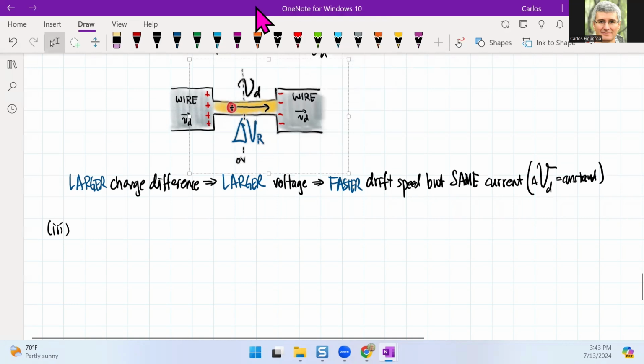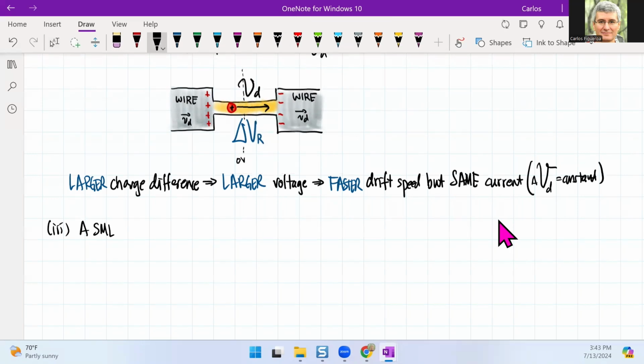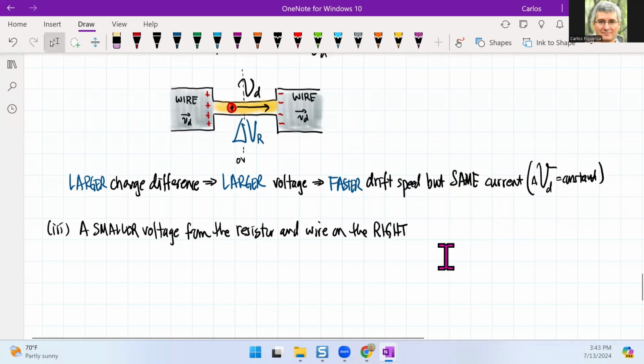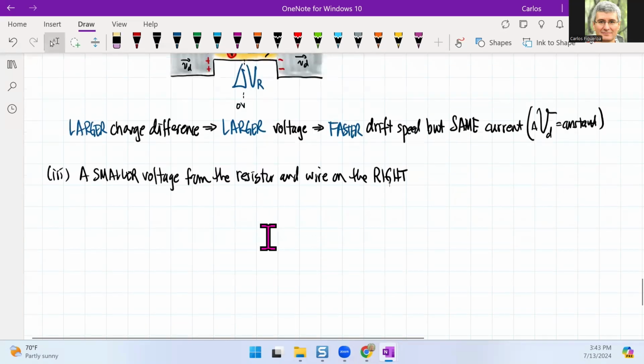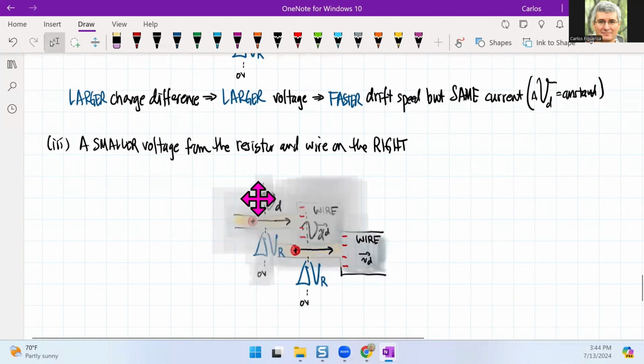So if I look at this, then what I'm trying to do here is that I expect a smaller voltage from the resistor and wire on the right. And so since we've already done this, we could really just talk about this very quickly.